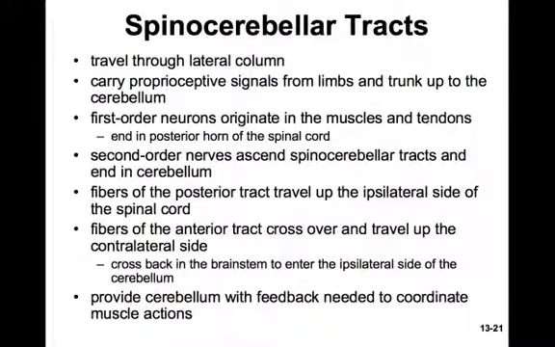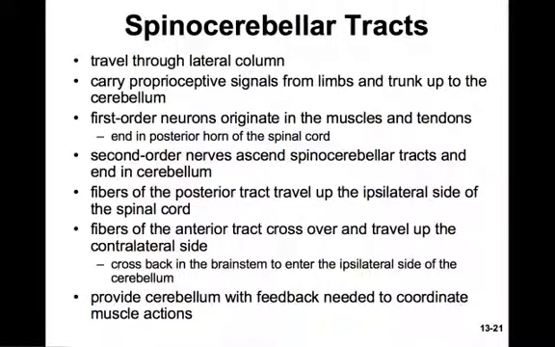Now, the Spinocerebellar Tracts travel through the lateral column. They carry proprioceptive signals from the limbs and the trunk to the cerebellum, which is a large motor control area at the rear of the brain. The first-order neurons of the system originate in the muscles and the tendons and end in the posterior horn. Very similar to the other tracts. You can see the common themes here. The second-order neurons will then send their fibers up the spinocerebellar tracts and end in the cerebellum.